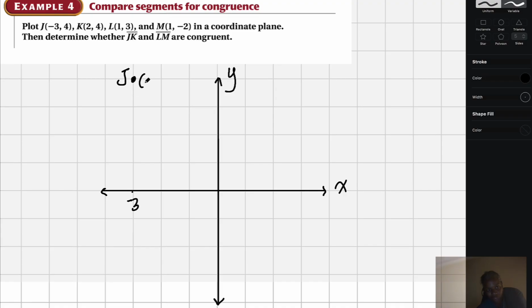Now we have to do the next one, which is K. And so we're going to start on the X-axis, go to 2, and then we're going to go up to 4. 1, 2, 3, 4. So here is K. We're going to do the rest. Going to L, we go to the right 1, up 3. M, you go to the right 1 but down 2.